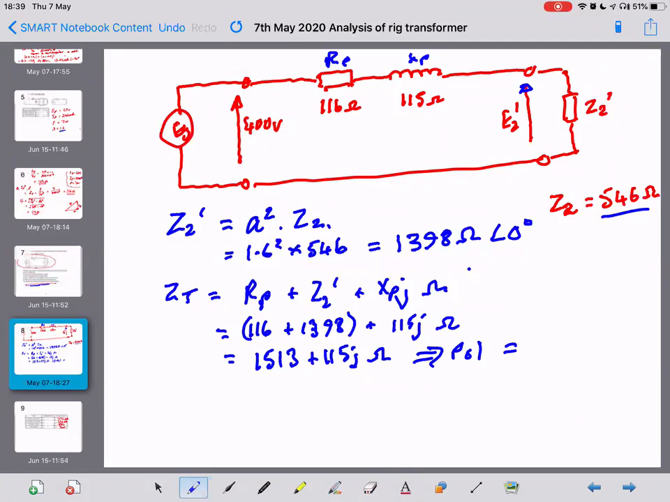Okay. I've got 1519.4 ohms, angle 4.34 degrees. Yeah, 1519 ohms, angle 4.34 degrees. Yep. So now we can find IP, because that is EP over ZT.